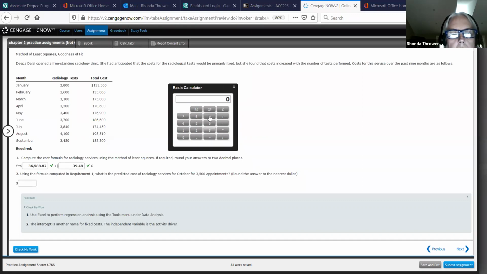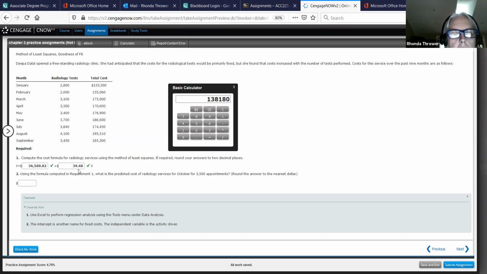So 39.48, my variable cost per unit. Get that in there right. 39.48 times 3,500 will give you, it doesn't give you that, so 39.48 times 3,500 equals 138,180 is your variable cost. That's your total variable cost.